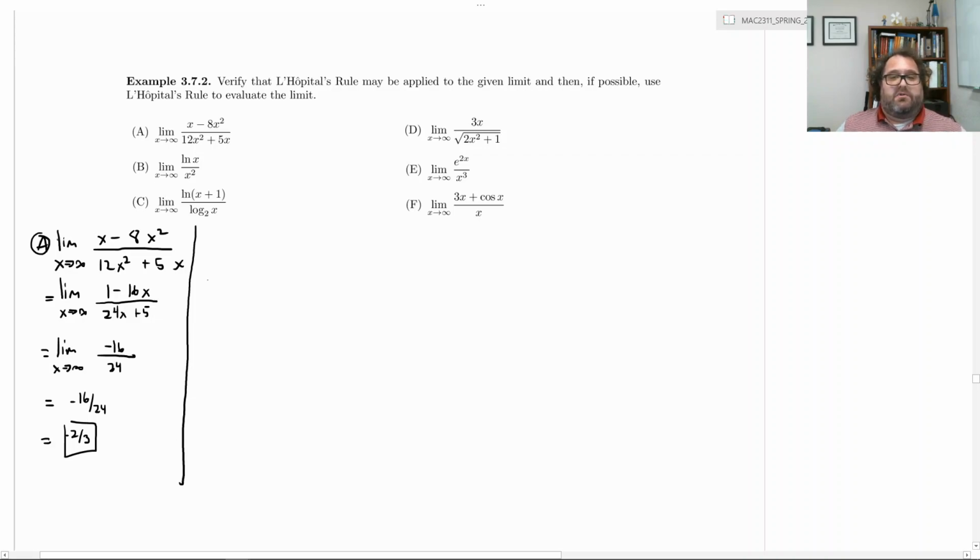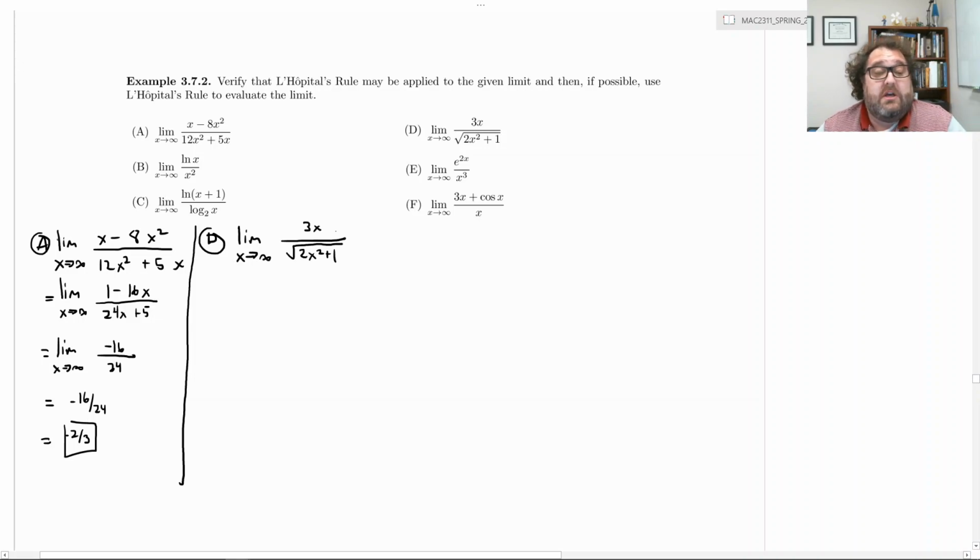Okay, let's look at an example. Let's do D actually. I want to show D because I want to look at D two ways to solve it, or maybe just one way to solve it. Let's see. All right, so the limit in D is the limit as x goes to infinity of 3x over radical 2x squared plus 1.